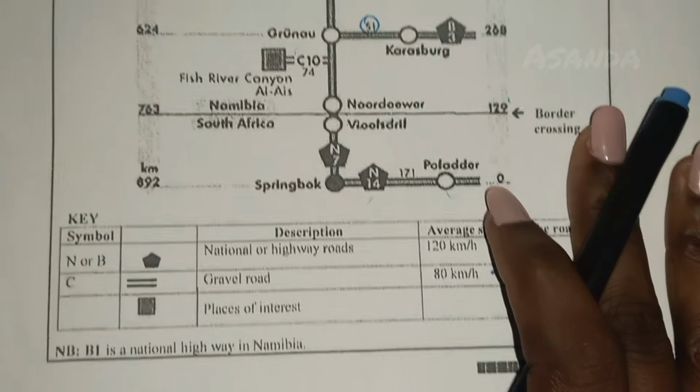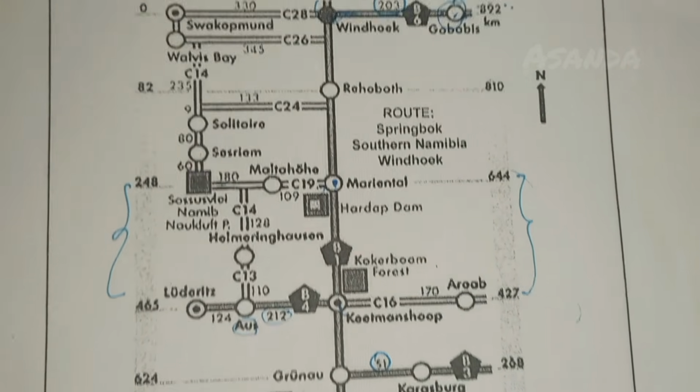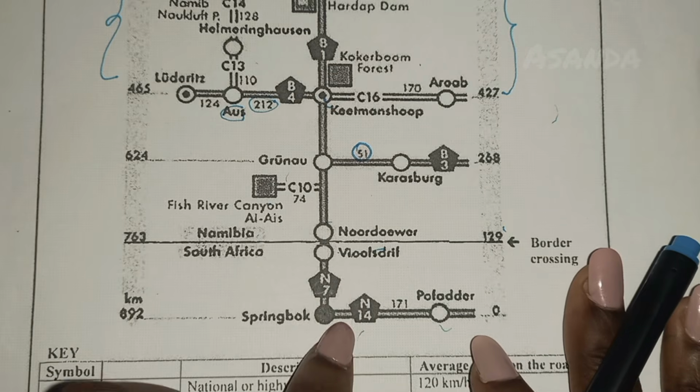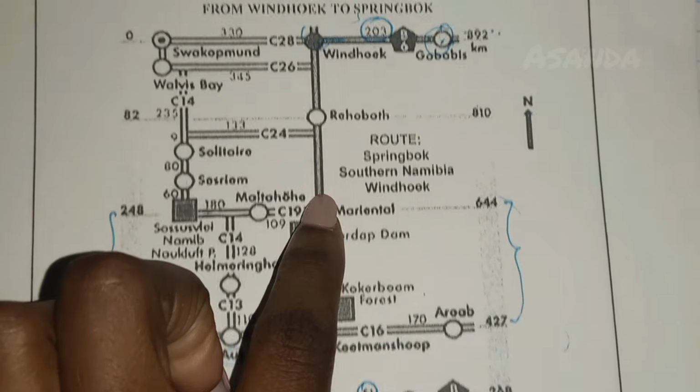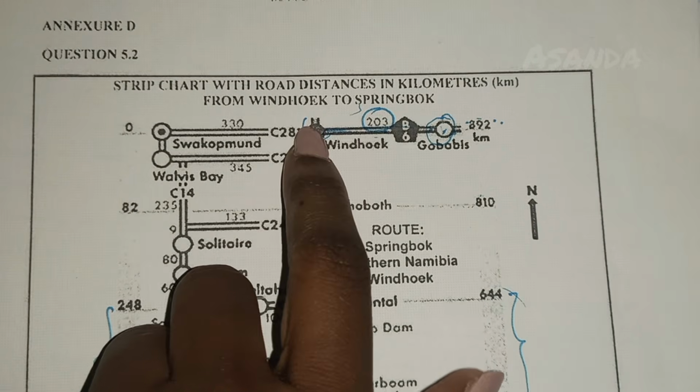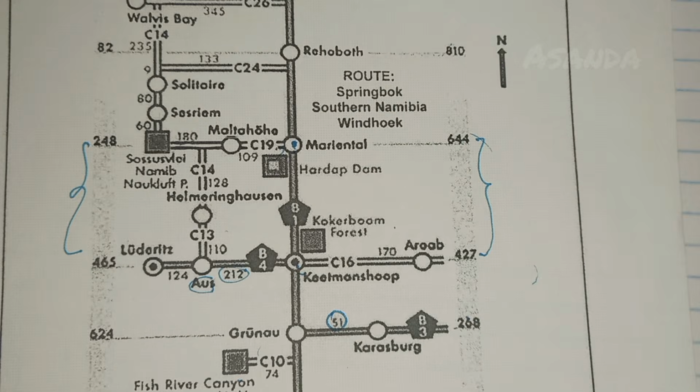I'm just going to show how it goes. There's Springbok there, and when you go all the way up by the road, you get to Windhoek there in Namibia.